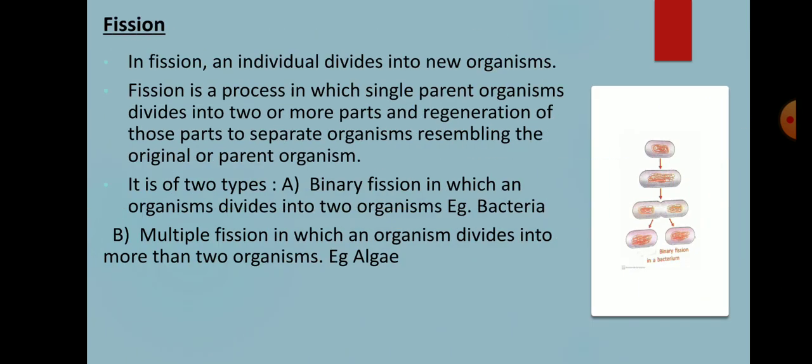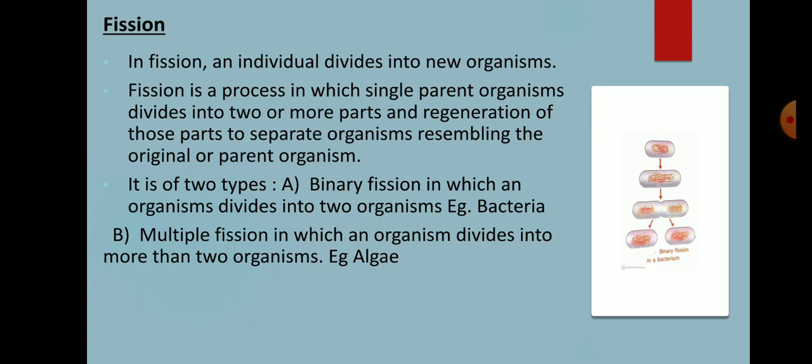The next method is fission. In fission, an individual divides into new organisms. Fission is a process in which a single parent organism divides into two or more parts, and those parts regenerate into separate organisms resembling the original or parent organism.